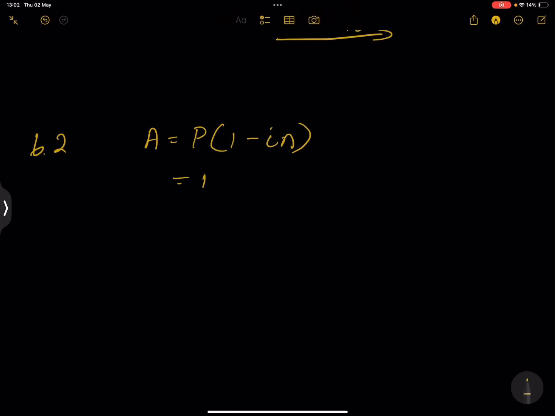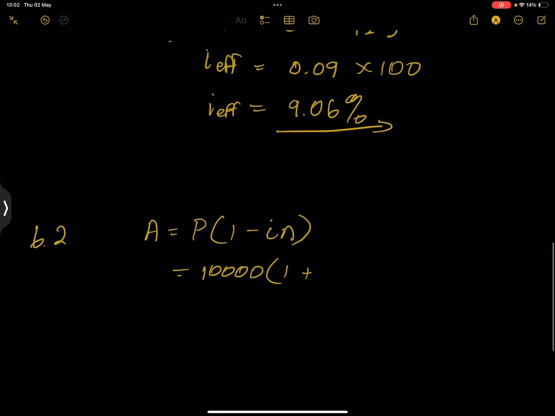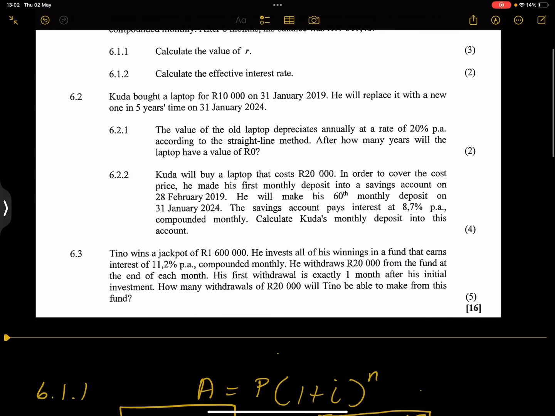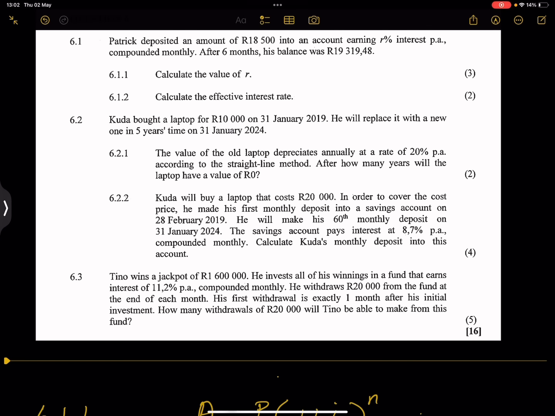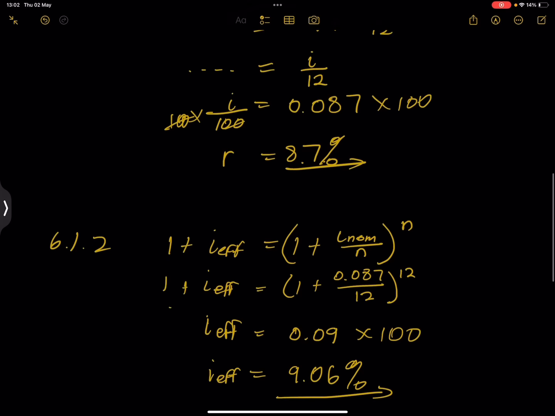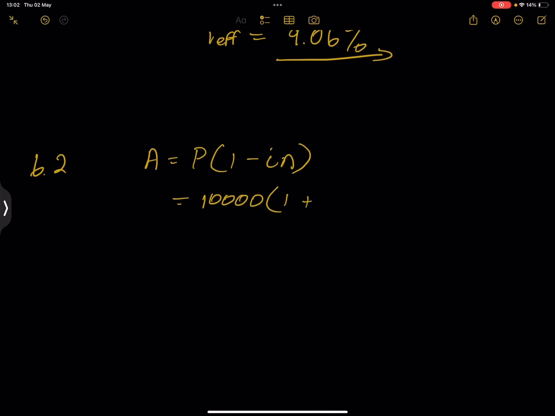So that's 10,000 into 1 plus. Now the interest in this case, or the depreciation rate, is 20%, so that's 20 over 100. Okay, so this would be 0.2 multiplied by n, right? And what should it give us? It should give us a value of 0.